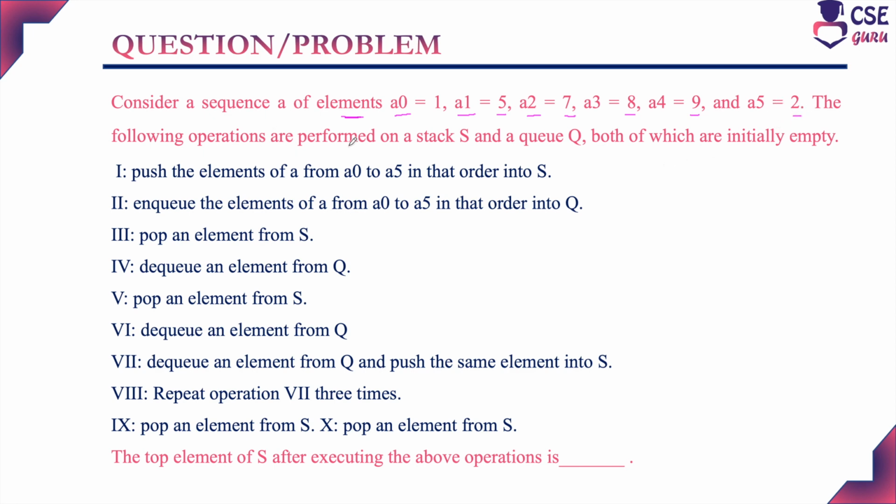The following operations are performed on a stack S and a queue Q, both of which are initially empty. So we are using both stack as well as queue. Both are initially empty, and these are all the operations we are going to perform. After performing all these 10 operations, what is the top element of S? That we need to find. That is the answer.